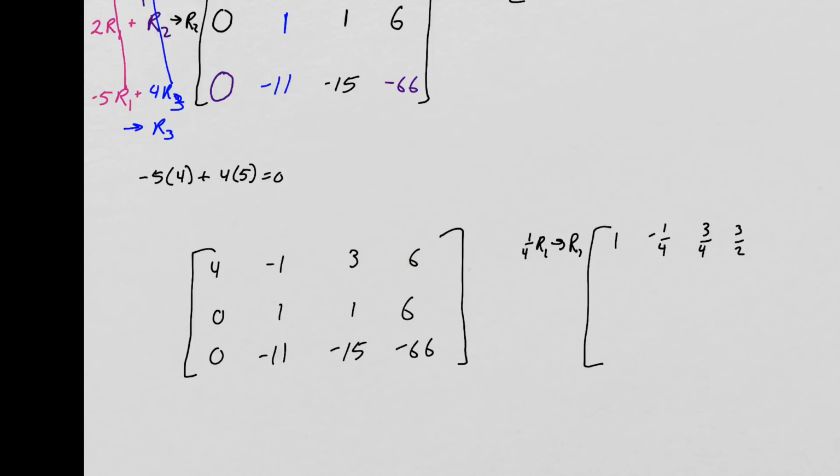Row 2 is actually kind of in the form that we need, so we can just leave it as 0, 1, 1, 6. Oh no, I pressed erase instead of draw. 0, 1, 1, 6. Okay, great.